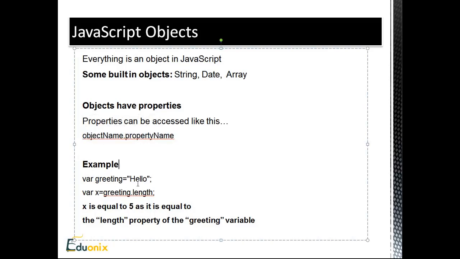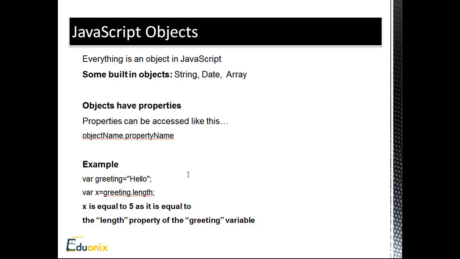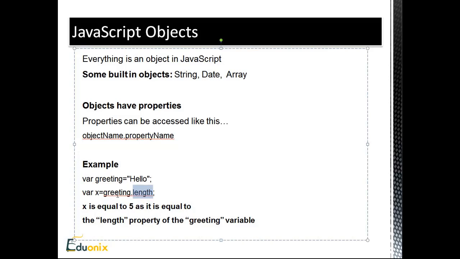Okay, so here's an example. We're using a variable which is a string, hello, and this is an object. This variable greeting is an object. Now here we're saying variable x, we're creating a new variable which is equal to greeting.length. Now length is a property of the greeting variable, which holds the text hello. What this length property gives is the number of characters of the text hello, which is 5. So here x is equal to 5. It's equal to the length property of the greeting variable or object.